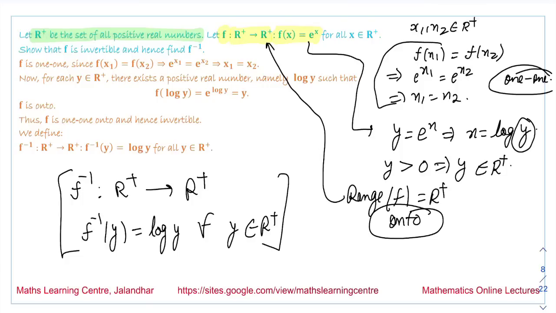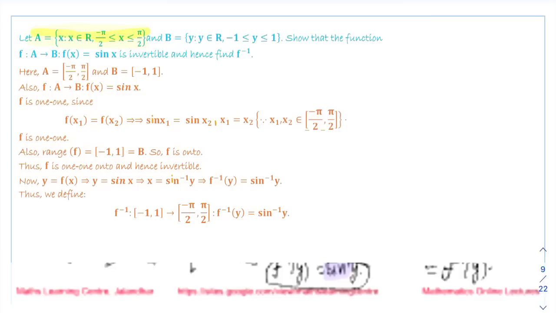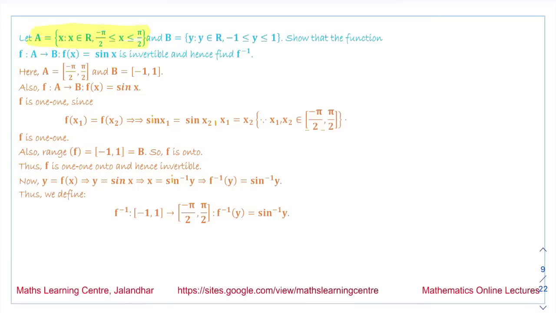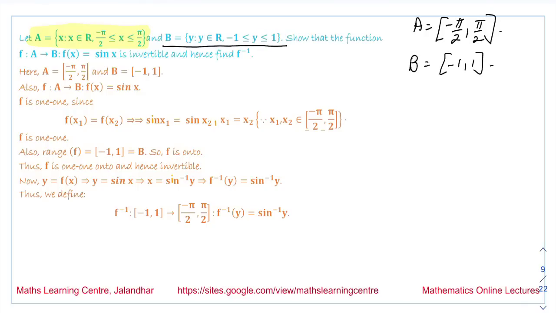Now the next question we have is, the set A is given. It is the real numbers between minus pi by 2 to pi by 2. So A is basically the closed interval minus pi by 2 to pi by 2, and B is the set of all real numbers between minus 1 and 1. We have to show that the function f from A to B, f(x) is equal to sin x, is invertible, and hence we have to find f inverse.